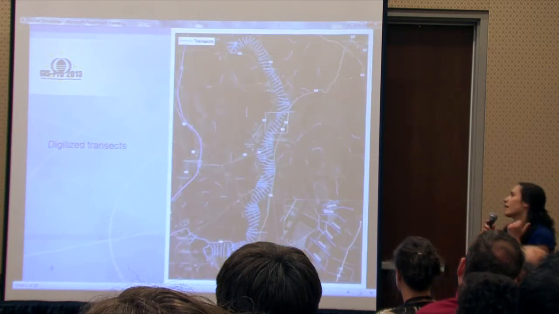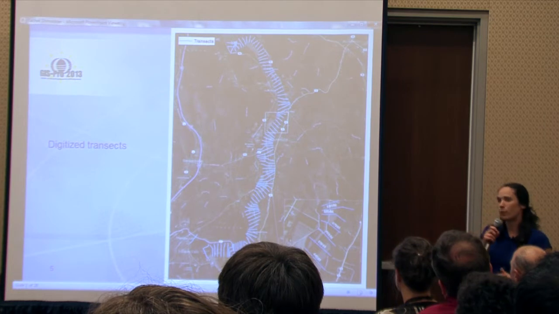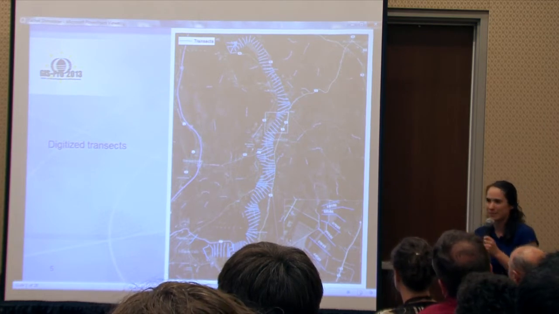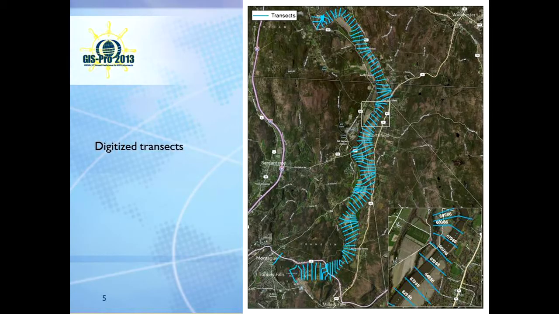Okay, and there were about 100 transects which were digitized and had their IDs recorded. It is important to note that not all transects were straight, and they varied based on length and direction. So there was just no uniformity with regards to that whatsoever.